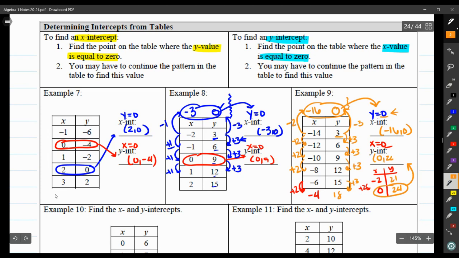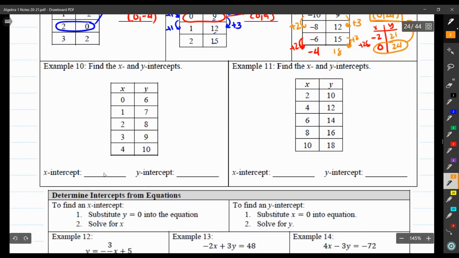So this one took a little bit more work. It wasn't just a nice quick go one back or one forwards. I had to go forward a couple times. Try 10 and 11 on your own. See if you can find the x and y intercepts for those.